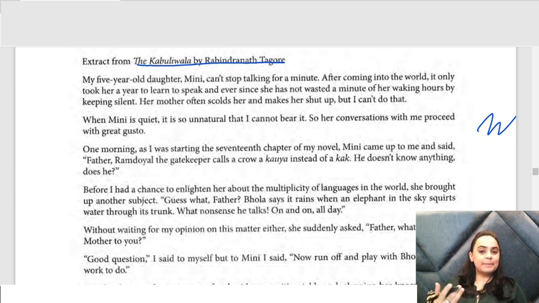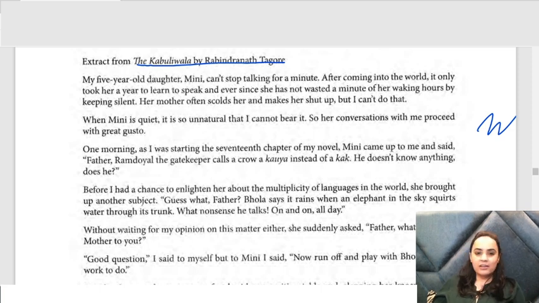So in this passage that we are reading, the narrator, the speaker of this passage, is Minnie's father. We are going to read that further. Minnie's father is telling us that his daughter, who was 5 years of age at that time when this portion of the story was written, cannot stop talking for a minute. He says that after she was born, she took a year to learn speaking. And since then, she has not wasted her waking hours by keeping quiet.